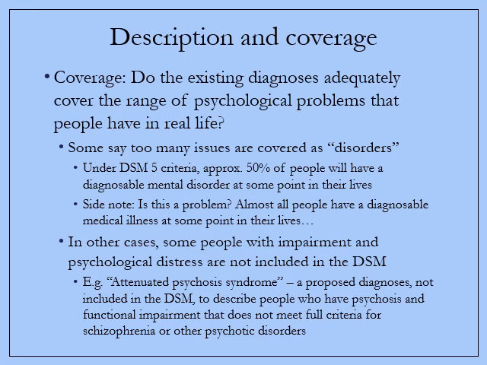In coverage is the question, do the existing diagnoses adequately cover the range of psychological problems that actually exist in real life? And there are definitely different opinions on this. Some people say that too many psychological issues are covered and are considered disorders. These people say that we're over-pathologizing human behavior. So under the DSM-5 criteria, approximately 50% of people will have a diagnosable mental disorder at some point in their lives. At least, this is somebody's estimate.